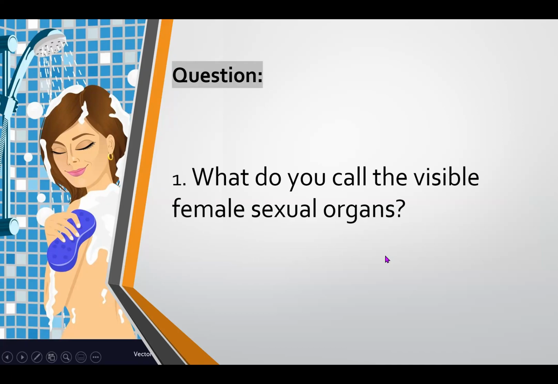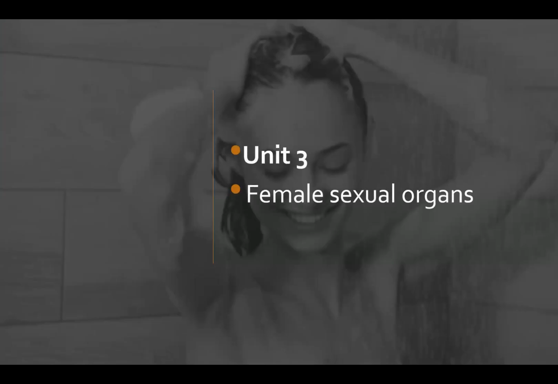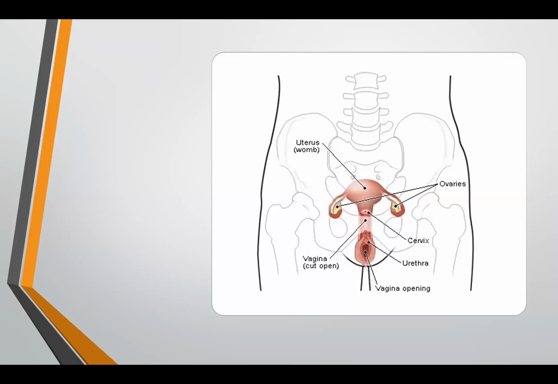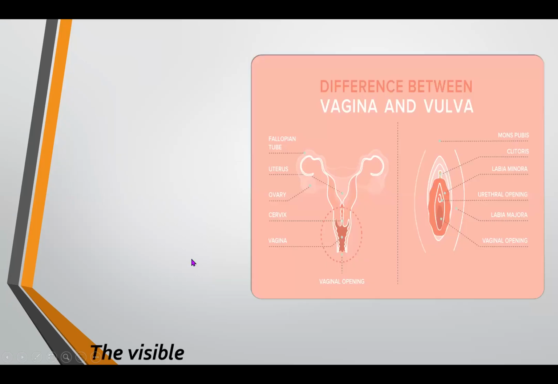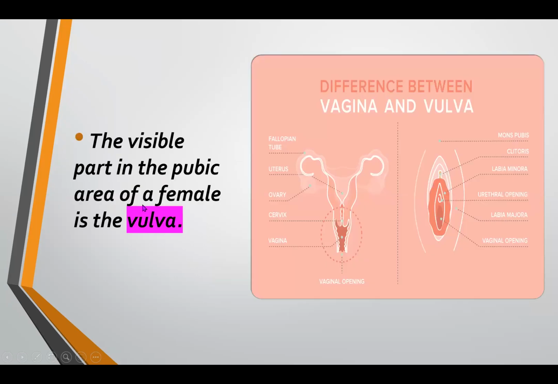Let's get your book and open it on page 22. Unit 3, female sexual organs. Page 22, everybody. Everybody repeat after me. Female sexual organs. Very good. This is the female sexual organ. We will talk about it right now. The visible part in the pubic area of a female is the vulva. Repeat after me. The visible part in the pubic area of a female is the vulva.